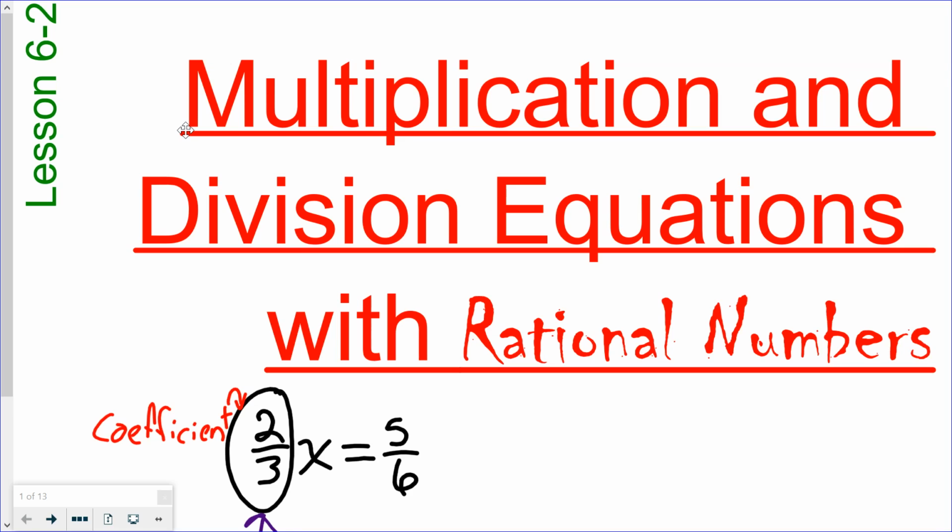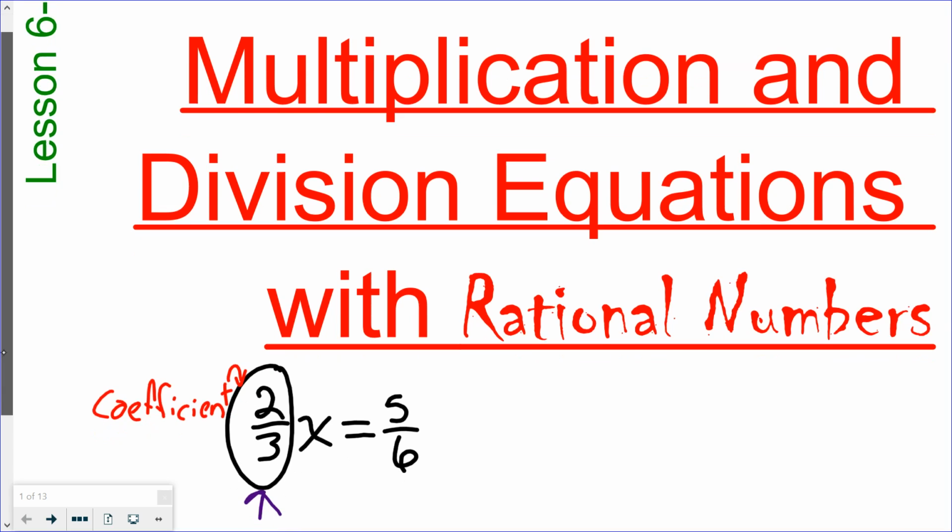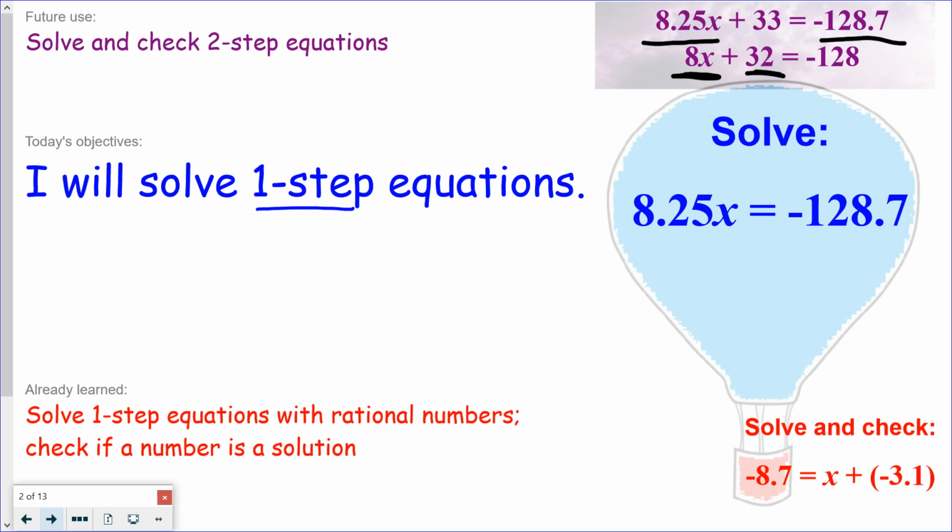Okay. All right, so today we are doing multiplication and division equations with rational coefficients. This 2/3 that's being multiplied with my x here, that's the coefficient. That's the number that's being multiplied to the variable. We're gonna work at getting rid of that one. We're solving one-step equations with fractions and decimals as our coefficients because eventually we're going to get to two-step equations that are going to involve our rational numbers, positive and negatives.